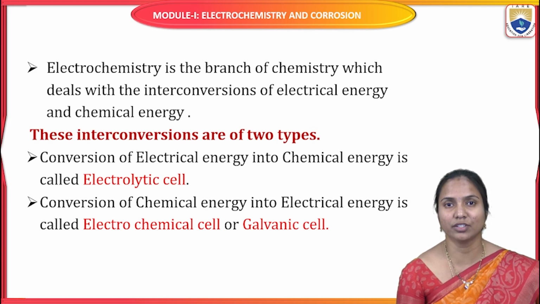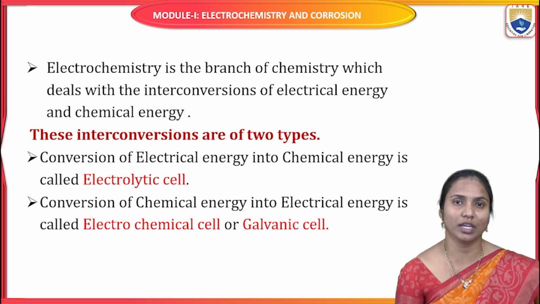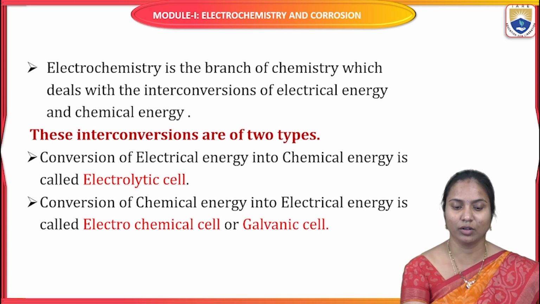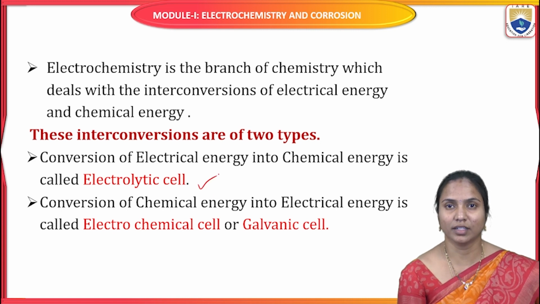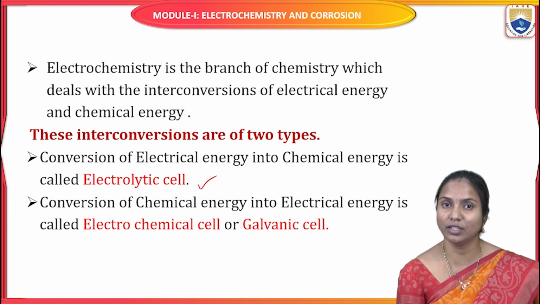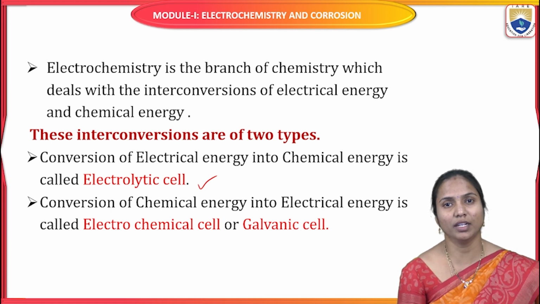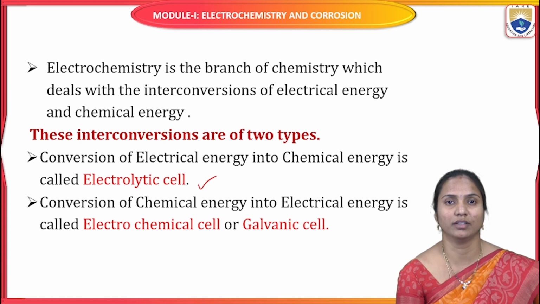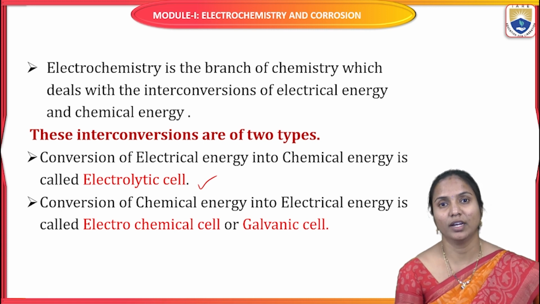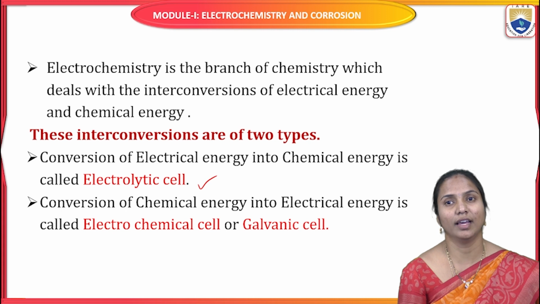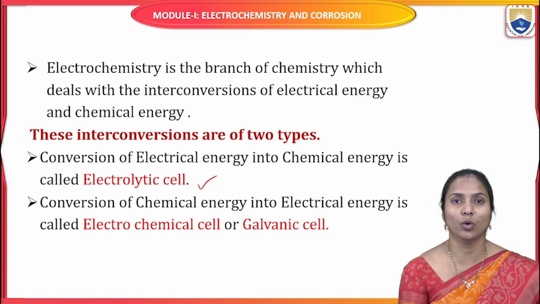These interconversions are of two types. The conversion of electrical energy into chemical energy is called an electrolytic cell. Whereas the conversion of chemical energy into electrical energy is called an electrochemical cell or galvanic cell. It is also called a voltaic cell.